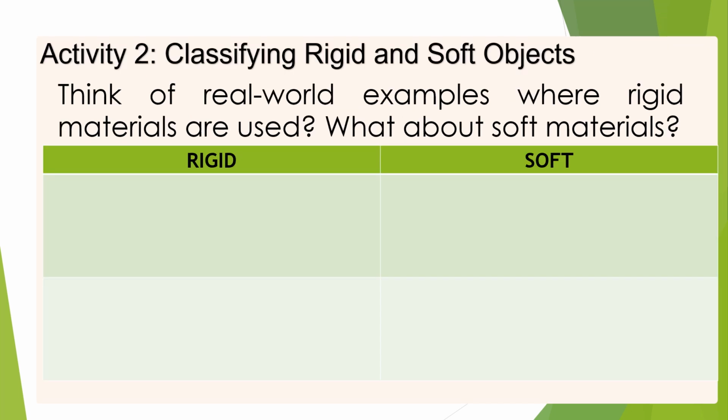Now, let's classify rigid and soft objects. Think of real-world examples where rigid materials are used, and what about soft materials? So grab your notebook and draw a line down the middle, label one side rigid and the other side soft. Write or draw two objects in each column.